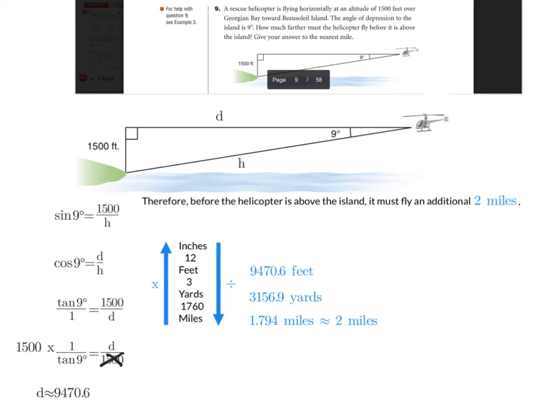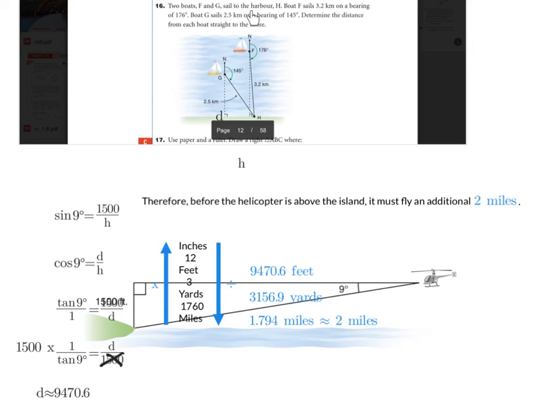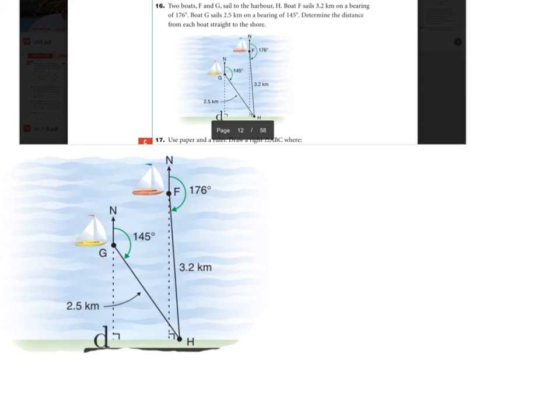All right, let's move on to question number 16. 2 boats F and G sail to the harbor H. Boat F sails 3.2 kilometers on a bearing of 176 degrees. Boat G sails 2.5 kilometers on a bearing of 145 degrees. Determine the distance from each boat straight to the shore. All right, this looks simple enough. We just have 2 triangles here.